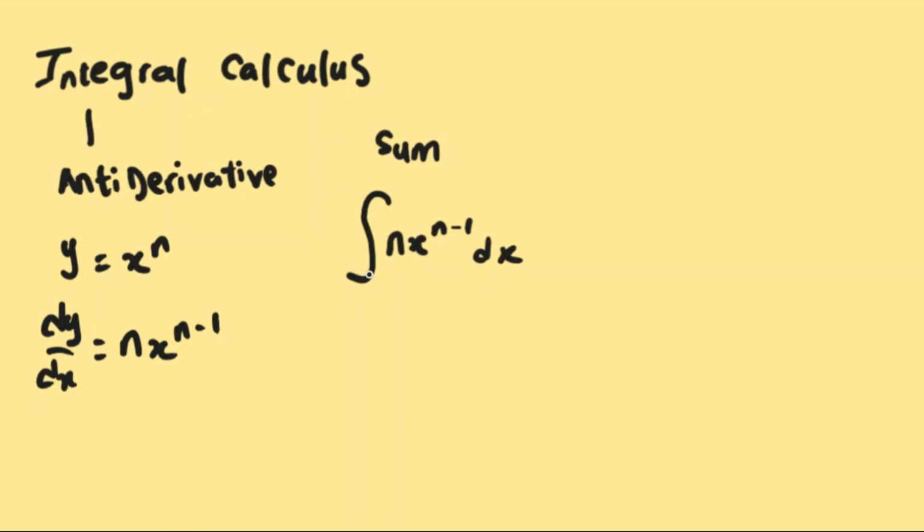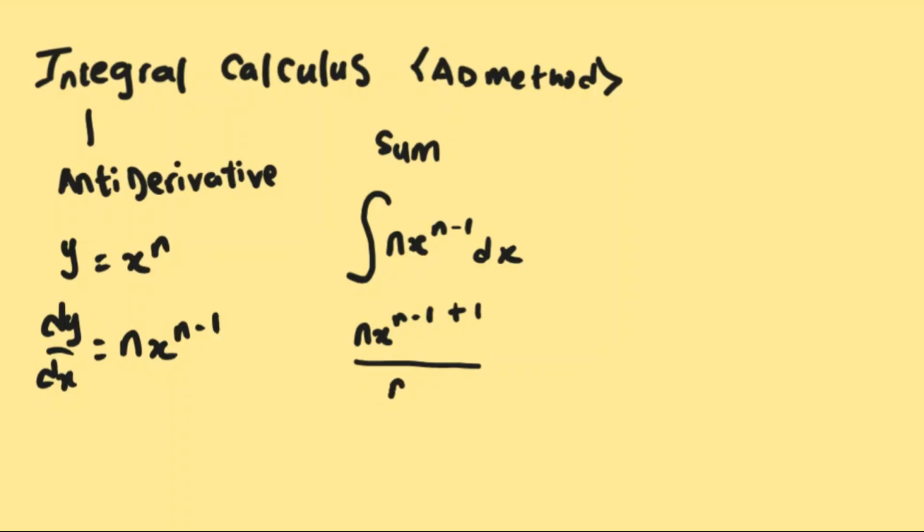Now recall, basic integral calculus makes use of the AD method. And what does the AD method simply mean? You add 1 to the power, and you divide by that new power. The power here is n minus 1. If you are to integrate this, you add 1 to the power, so that will be nx raised to the power of n minus 1 plus 1. Then you divide by that new power. N minus 1 plus 1 is going to give us n.